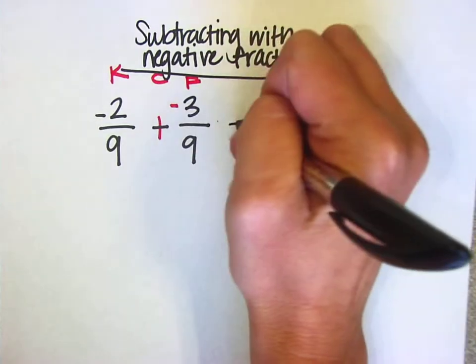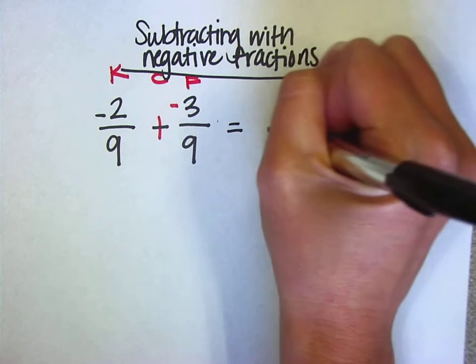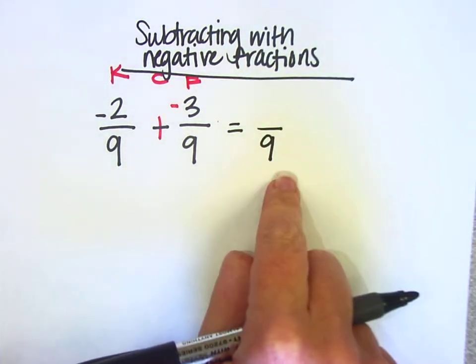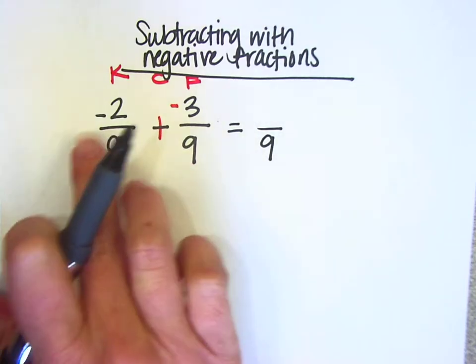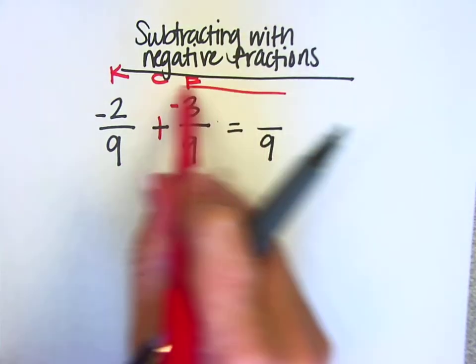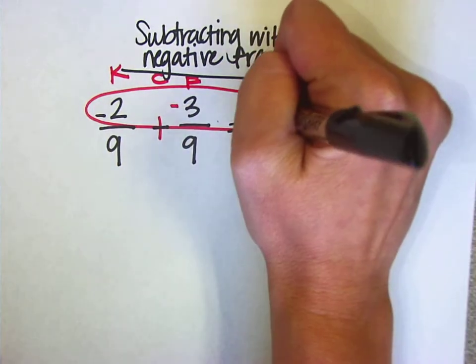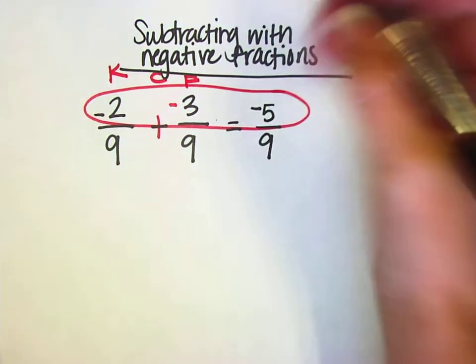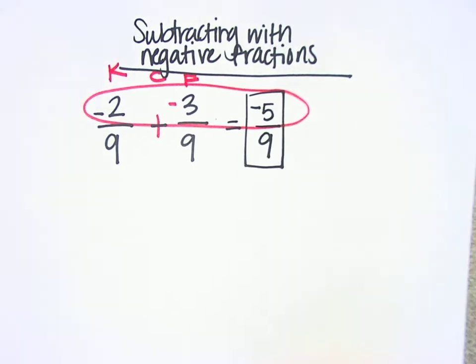Okay? To add fractions together, you always have to make sure that they've got a common denominator. In this case, they do. So we're just going to go back to our original addition rules, which since these are the same sign, we're going to just add our 2 and 3 together, which is 5, and it's going to keep the same sign, which is negative. So our final equation is negative 5 over 9.